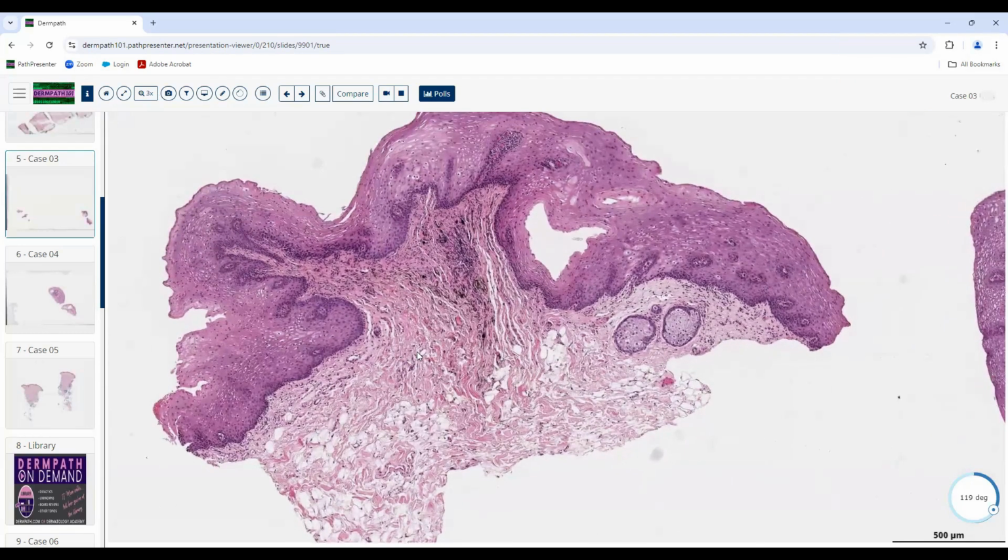And then it looks more inflammatory to me. My eyes are drawn mostly to the papillary dermis, and a little bit of the reticular dermis has this brown or black pigment that I can see stand out. Okay, good.